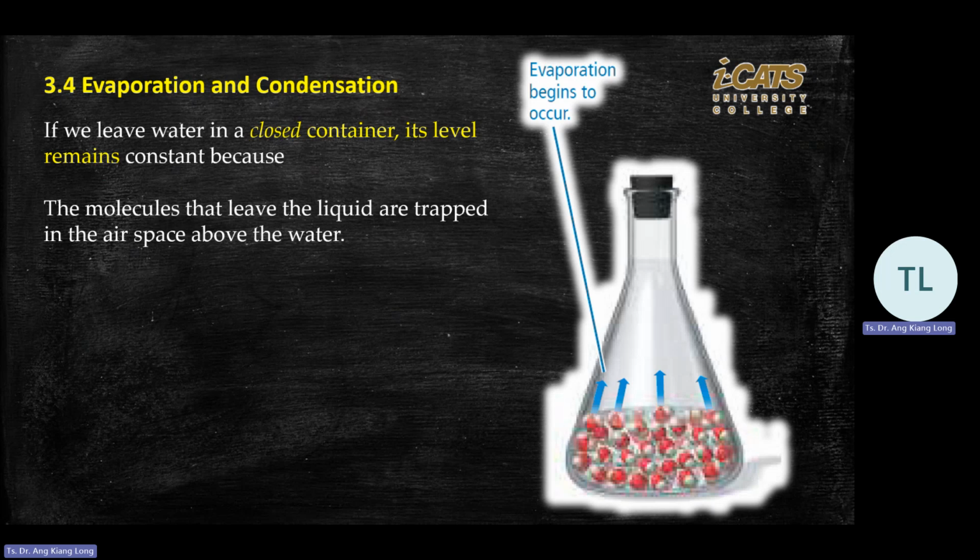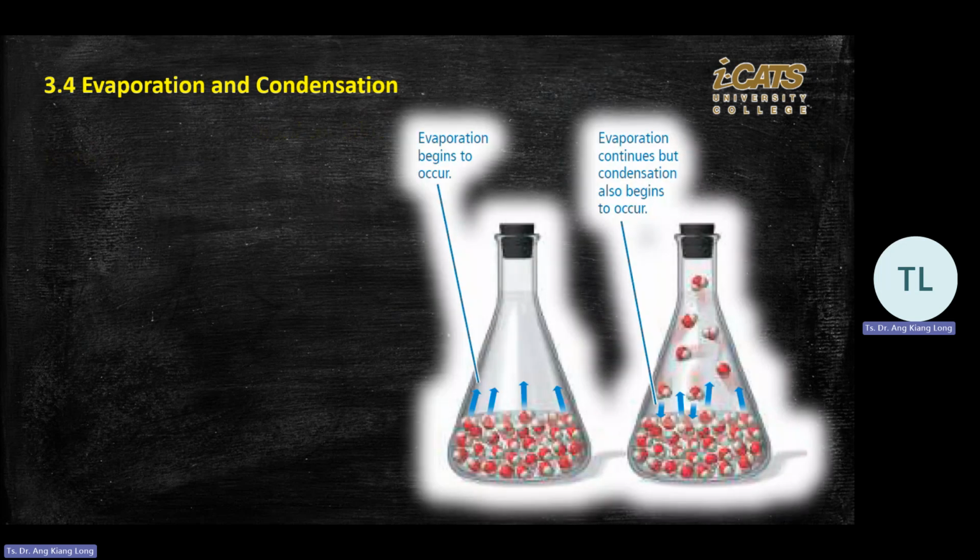Now, in this scenario, what happened? What is different from this slide to the previous slides? If you observe the diagram, now the container is blocked at the top, right? So evaporation will start to happen if you have enough energy, right? It will continue to happen, but then condensation will also start to happen. So we need to break these two words, evaporation and condensation, into an equation.